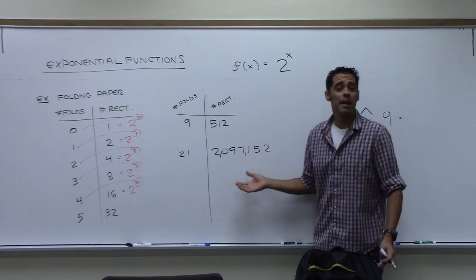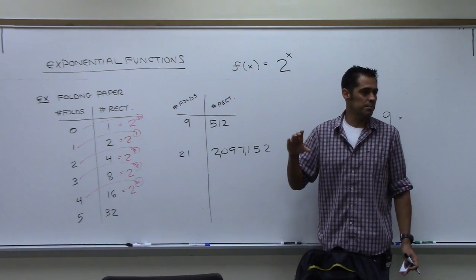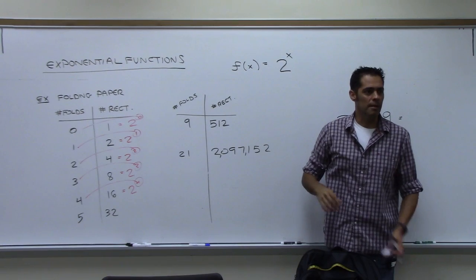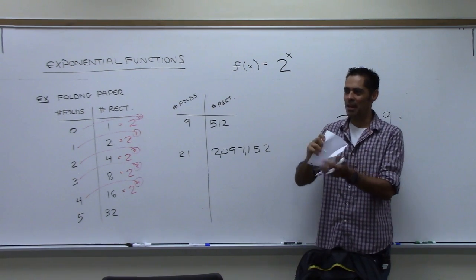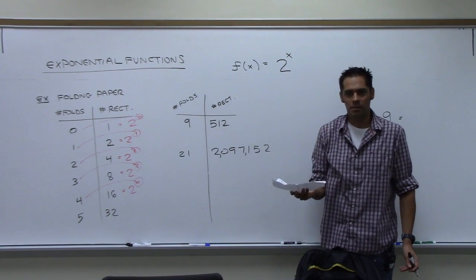Have you seen a 2 million page textbook before? Have you seen a 500 page textbook? This big? Imagine a 2 million page textbook. That would be bigger than this building probably. And this sheet of paper is only this big, right? So how are you going to create a stack of paper that's larger than this building out of this? It's impossible. All right?